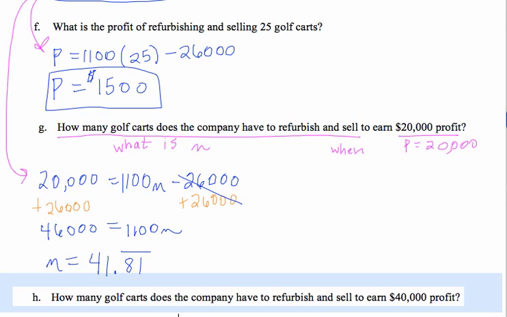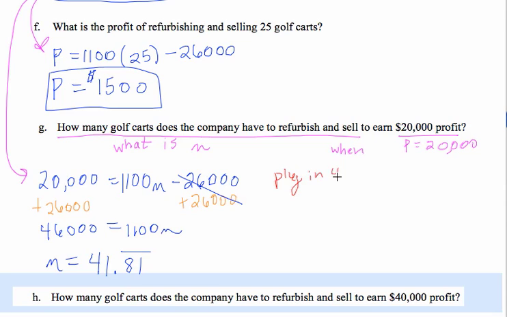So, here's the question. Do we need to make 41 golf carts or 42 golf carts if we want to make a $20,000 profit? 41 or 42? Let's think about it. If you make 41 golf carts, you're going to be bringing in less money. So that's probably not going to be quite enough to hit 20,000.